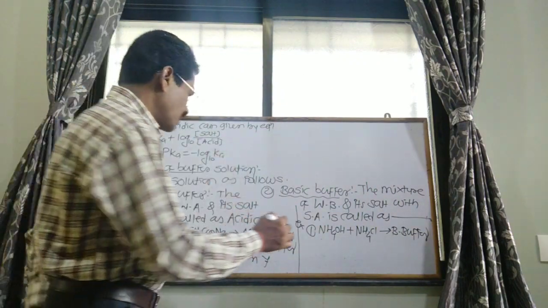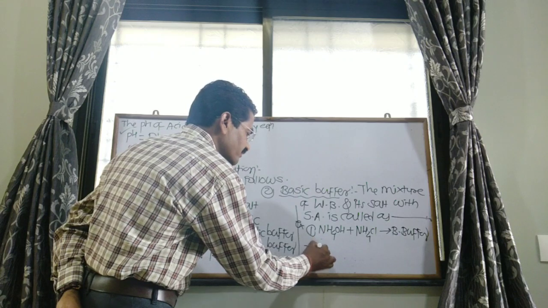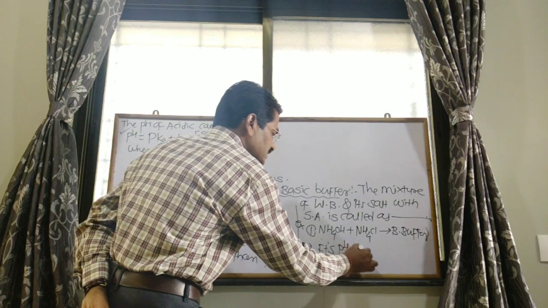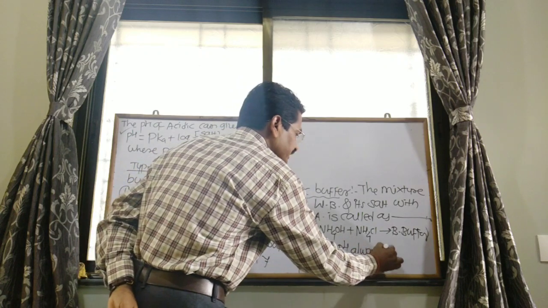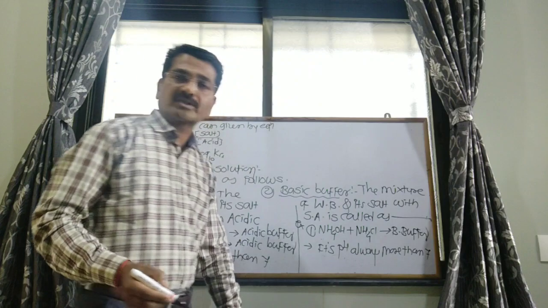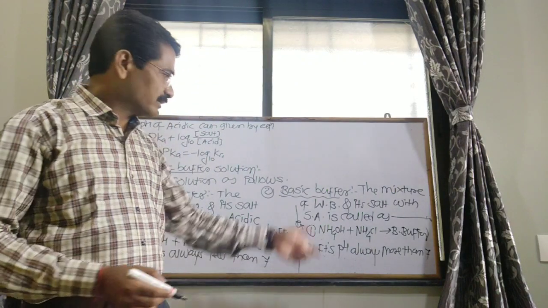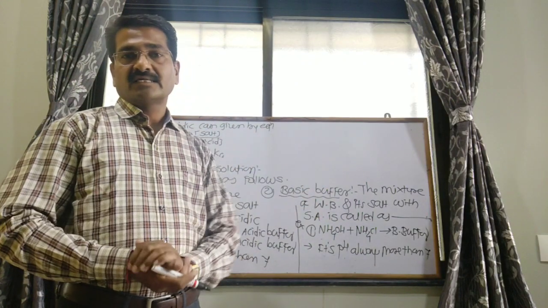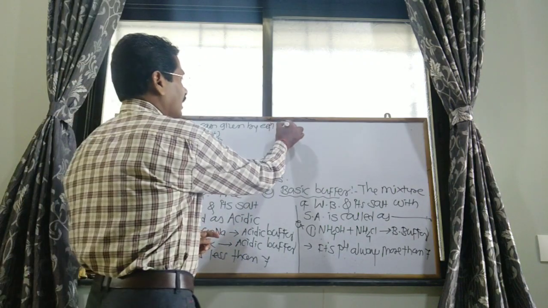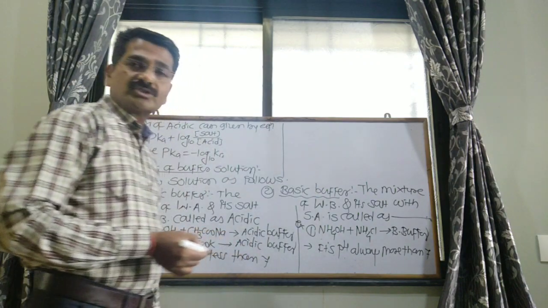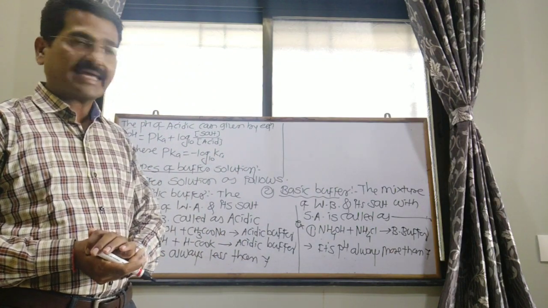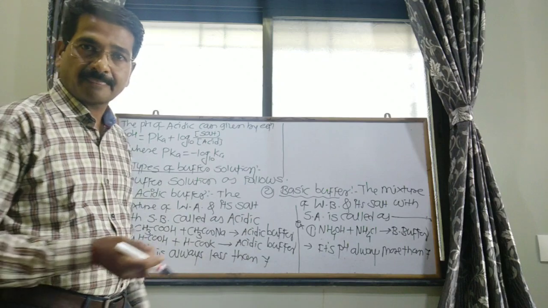Basic buffer has a pH that is always more than 7. Basic buffer's pH is more than 7, alkalinity. Then the pH values of basic buffer can be calculated by the equation.